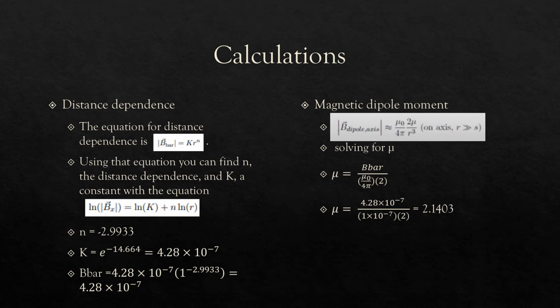These are my calculations. I started by calculating the distance dependence with the equation B bar is equal to K times R to the power of N. Using that equation, you can find N, the distance dependence, and K, a constant, with the following equation. I found N to be equal to negative 2.9933 and K equal to 4.2 times 10 to the negative 7. I found B bar to be equal to 4.28 times 10 to the negative 7. I used that to find the magnetic dipole moment. In this equation, I was solving for mu, and then I found mu to be equal to 2.1403.